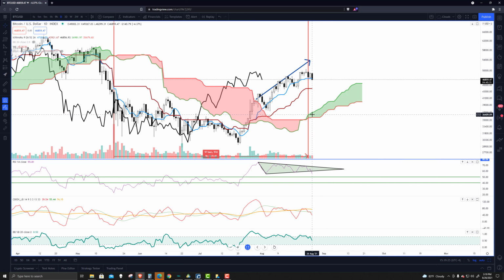That'd be the next major support zone on the chart. So we'll look out for those things and watch for them to happen, and just keep an eye on things as we move along.